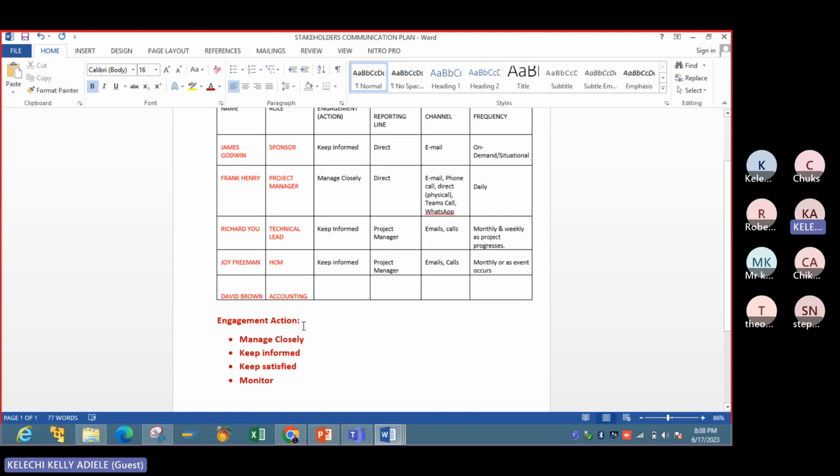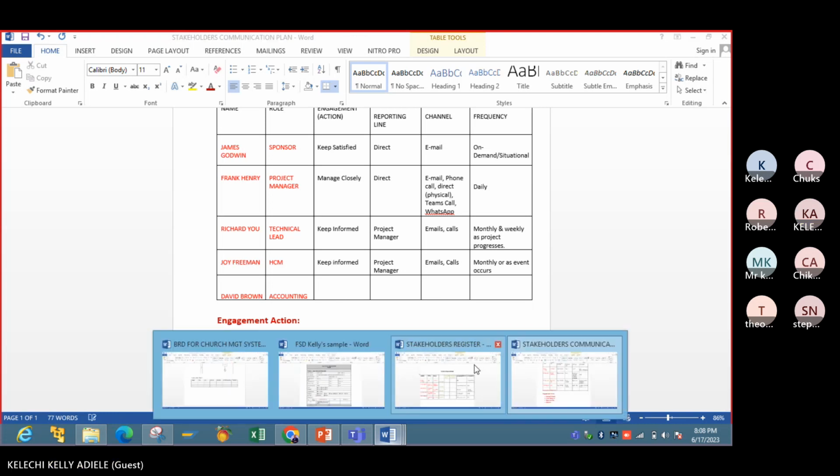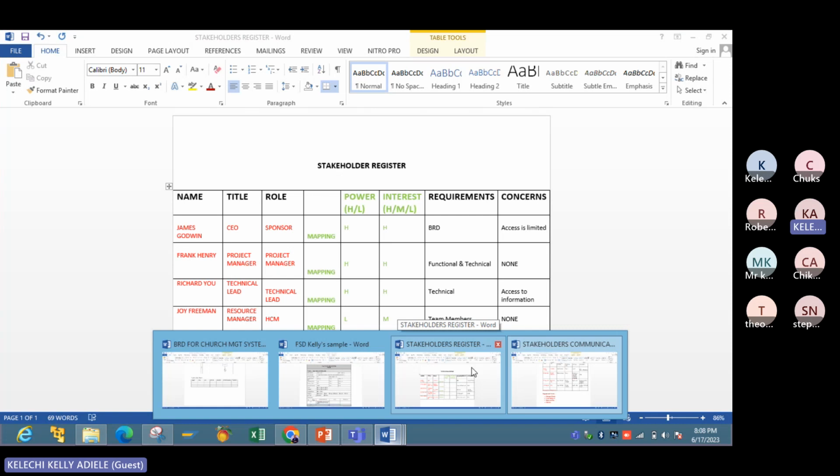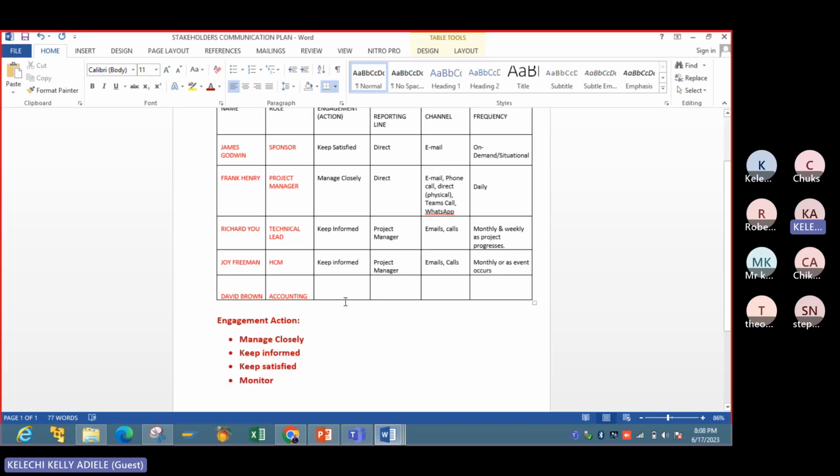This guy is keep satisfied. Please, sorry guys. This one is the most important. If this one is not satisfied, forget it. If this guy is not satisfied, the project will scatter. So this is mostly keep informed. People with low power or interest, you just keep them informed. People with high power, you have to keep them satisfied. So their power and interest has a role to play when it comes to engagement action.